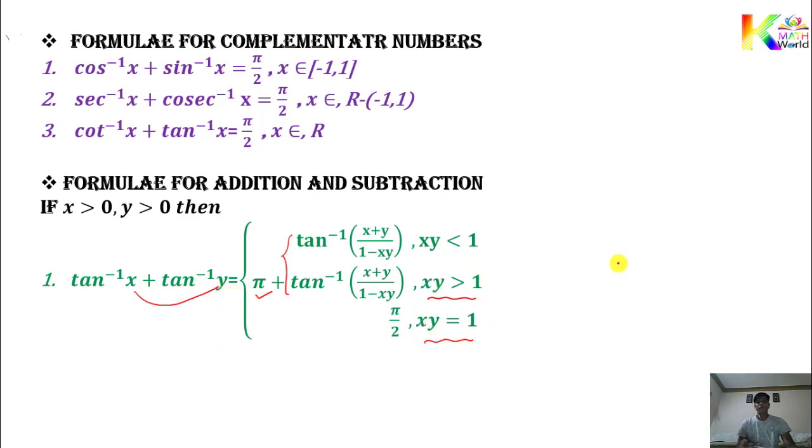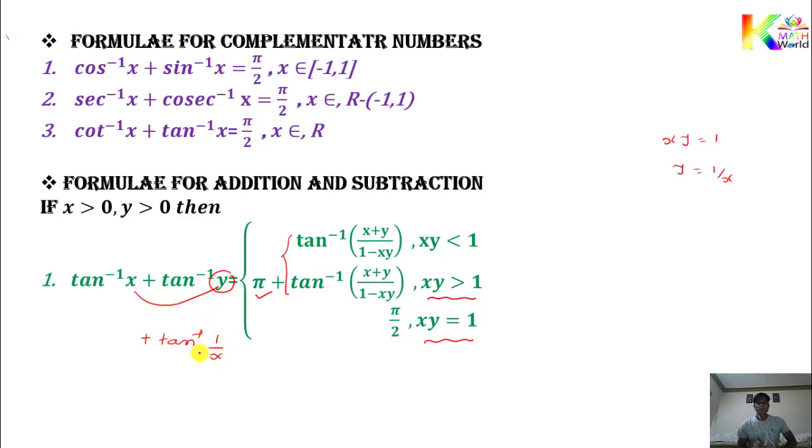Why does this happen? This is a very clear and obvious reason. x into y equals 1 means y equals 1 over x. If you use that y equals 1 over x, then here you get plus tan inverse of 1 over x.